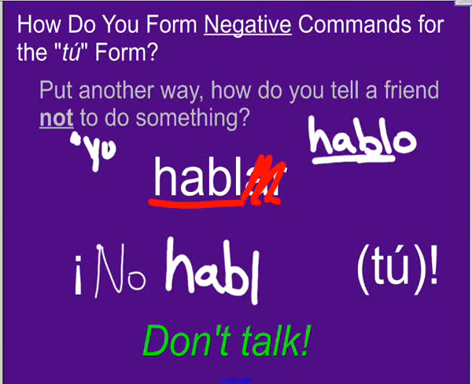And then the third and final step, or the fourth and final step in this case, since the first one was to say no, is to add our new endings. And for regular AR verbs, it's es. So to say don't talk, no hables. And you notice that it does end in an S here, so it feels more like a tú form like we're used to.